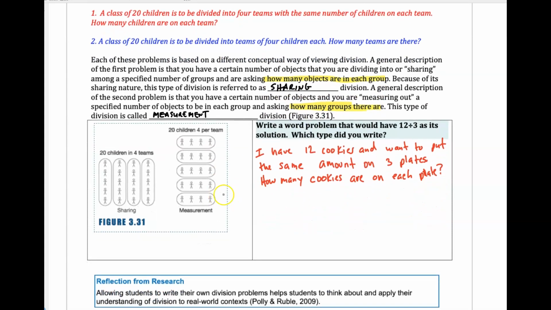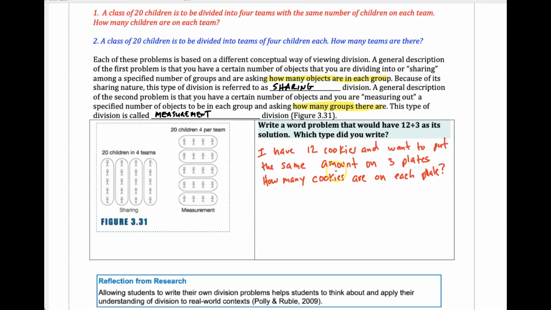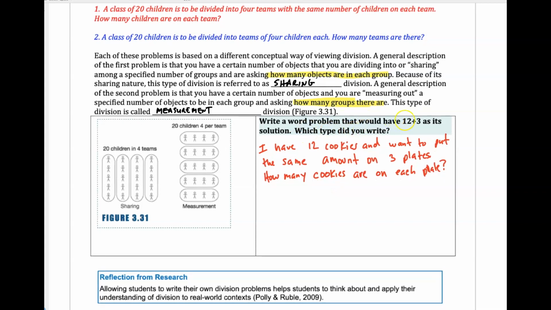And so looking at these two models here, 20 children in 4 teams here. Here there are 20 children, 4 per team. And so thinking about that, we challenge you to ask a question. Write a word problem that would have 12 divided by 3 as its solution. Which type of question did you write, sharing or measurement?